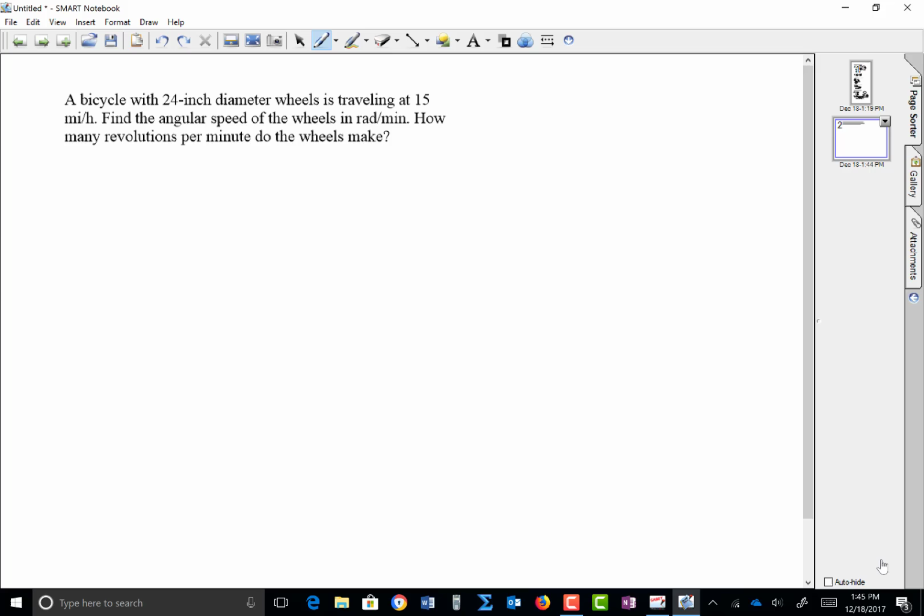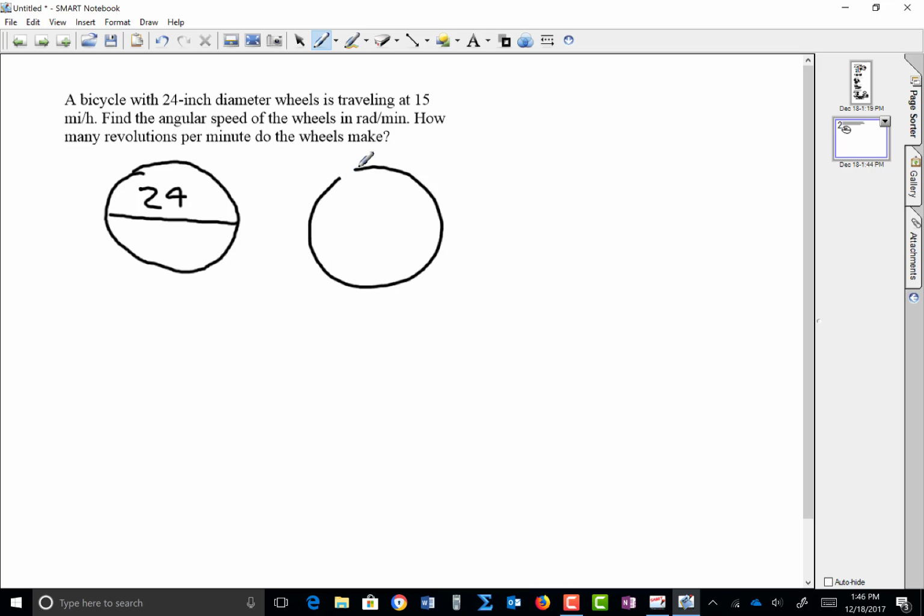Now let's take a look at this one. This one says a bicycle with 24-inch diameter wheels is traveling at 15 miles per hour. Find the angular speed of the wheels in radians per minute. How many revolutions per minute do the wheels make? Let's see what we have first. We have a wheel with a 24-inch diameter, which means that wheel has a 12-inch radius.